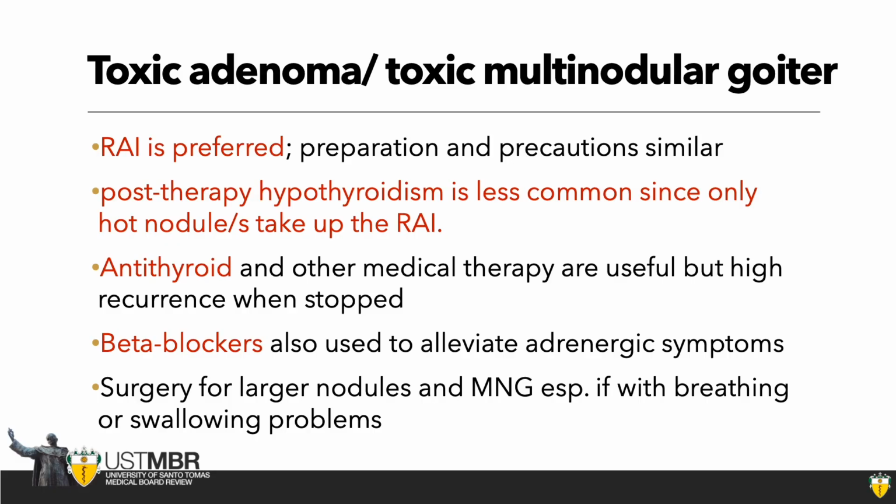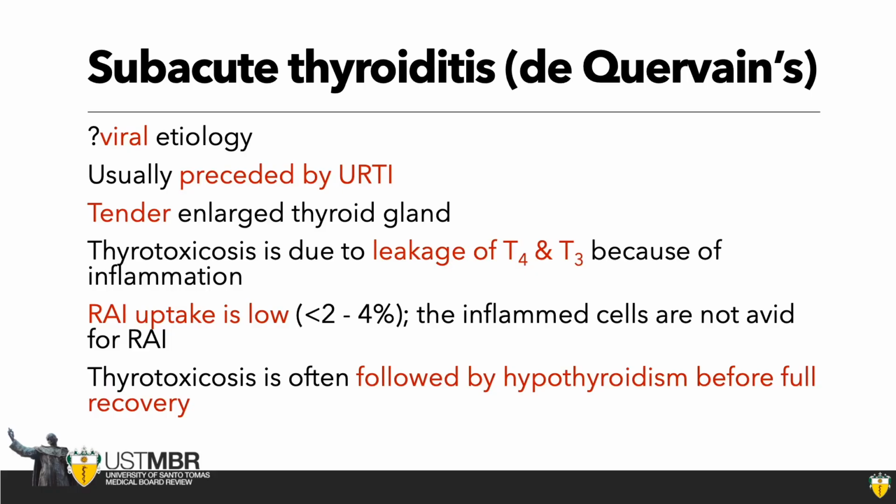In the case of toxic adenoma, all the thyroid hormone is being produced mostly by the toxic nodules. So therefore, only the nodules will take up the radioactive iodine. The normal thyroid tissues are generally sleeping, so they won't take up radioactive iodine. So it will only melt the toxic adenoma or multiple adenomas. So those two are the common hyperthyroid causes of thyrotoxicosis.